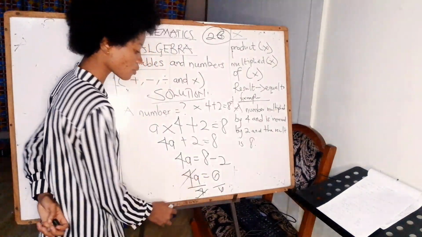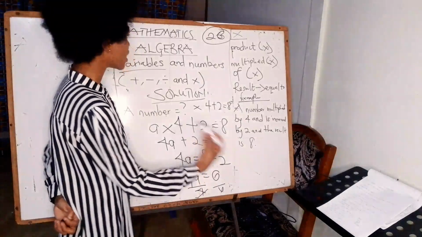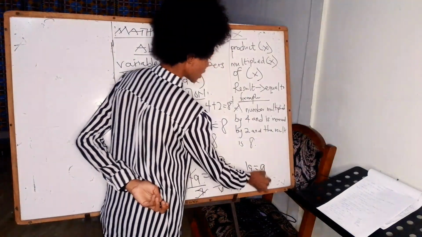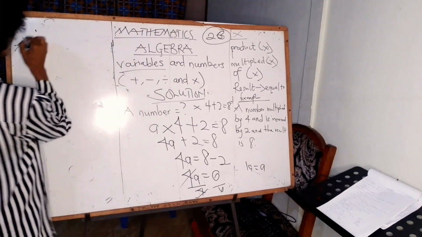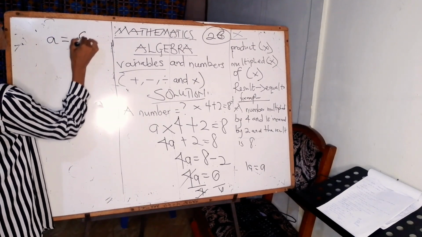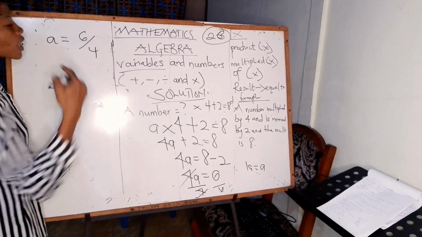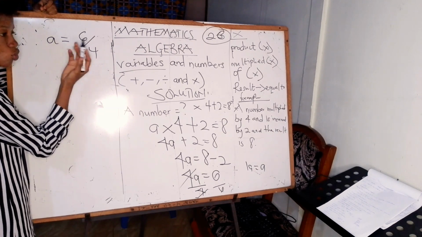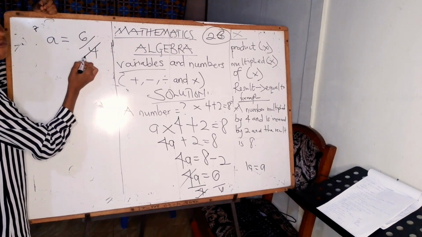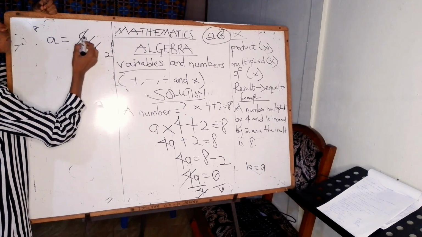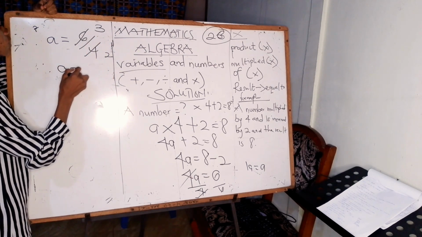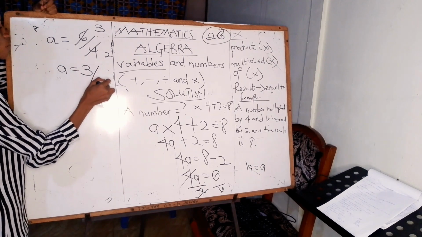Now 4 cancels 4 because 4 goes into itself 1. And we don't say 1a. 1a is the same as what? A. So therefore, a is equal to what? 6 out of 4. You can break this to the lowest terms. What number? 2. 2 can go into 4 2 times and then go into 6 how many times? 3 times. Therefore, a is equal to 3 out of 2.